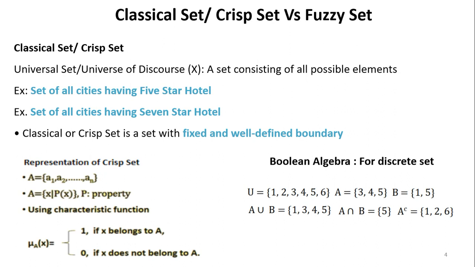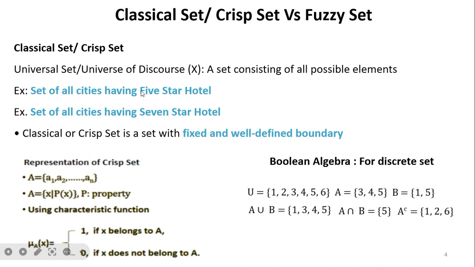Classical set versus a fuzzy set. Classical set, that is the set we used in our Boolean algebra. Universe of discourse, for example, a set consisting of all possible elements. Now the classical or crisp set is a set with a fixed and well-defined boundary. For example, if we want to make a set of all cities having a 5-star hotel, we include the city in the set if that particular city has a 5-star hotel, otherwise it is not included in the set. So an element or city can either belong to the set or not belong to the set.